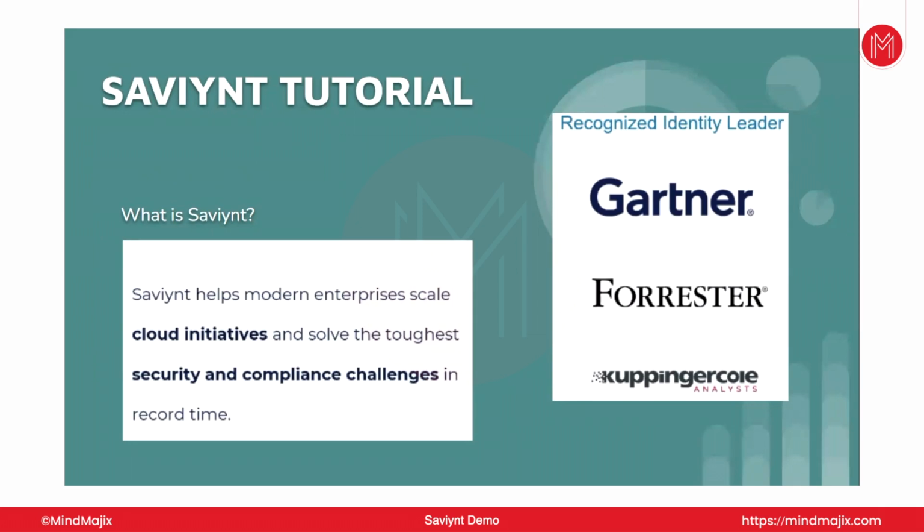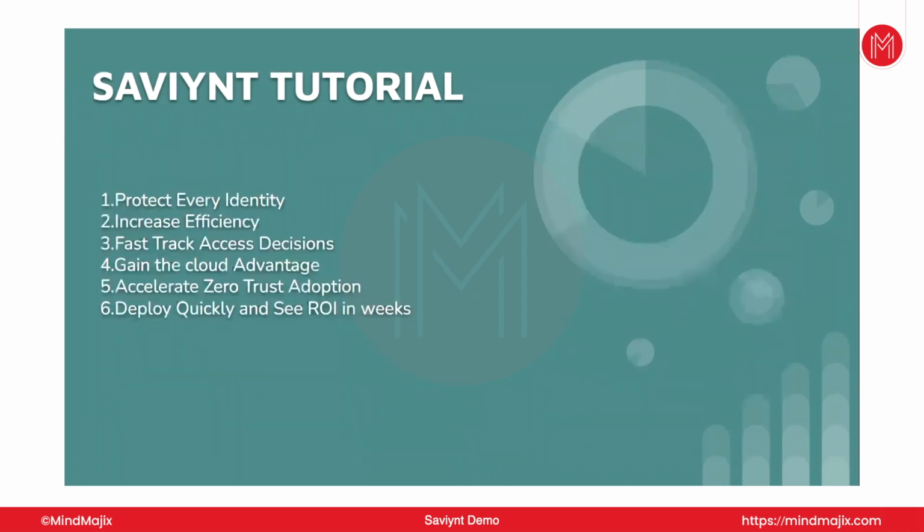So Saviynt is basically software as a service. It is cloud-based software, and it provides you the IAM solutions for tougher security controls. Okay, and it has been recognized by Gartner, Forrester, and many other organizations. It is a direct competitor with SailPoint. SailPoint, you might know, is another IGA tool. And one of the most important benefits of Saviynt is that it is extremely easy to use as compared to SailPoint.